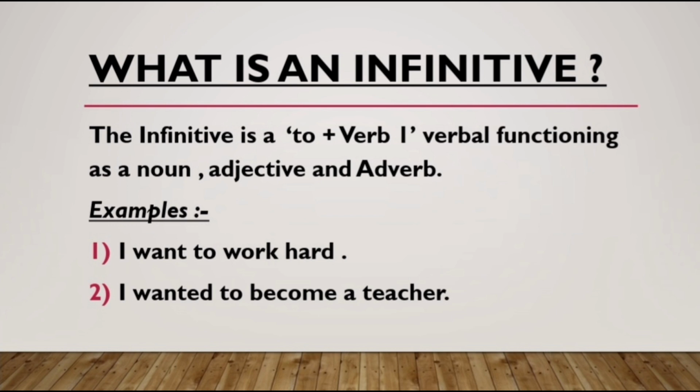If you see these examples here, I want to work hard. So here to plus verb's first form, work plus to, that is an infinitive. To work is an infinitive. The next example is I wanted to become a teacher. So here to become, the first form of verb used with to plus verb's first form, that is an infinitive. So infinitive is a non finite verb and its form is to plus verb's first form.